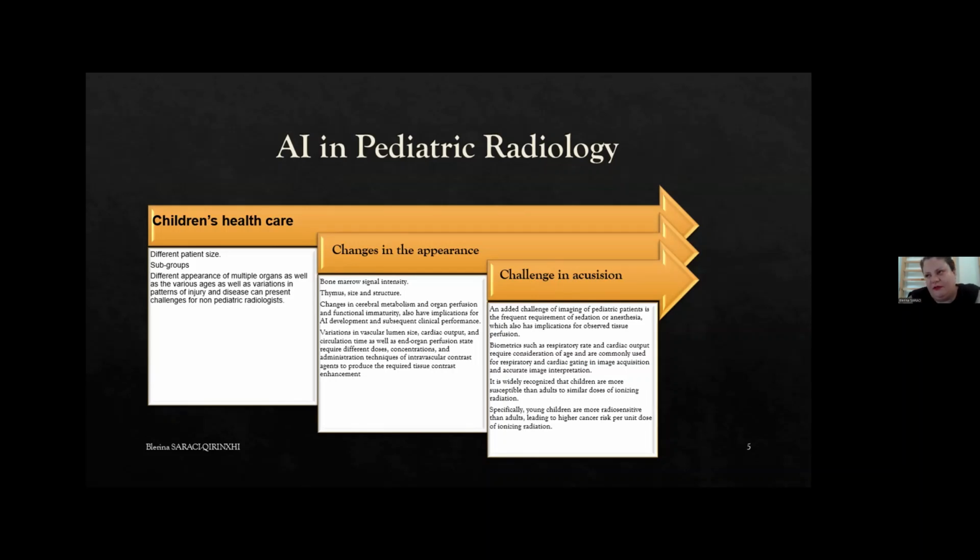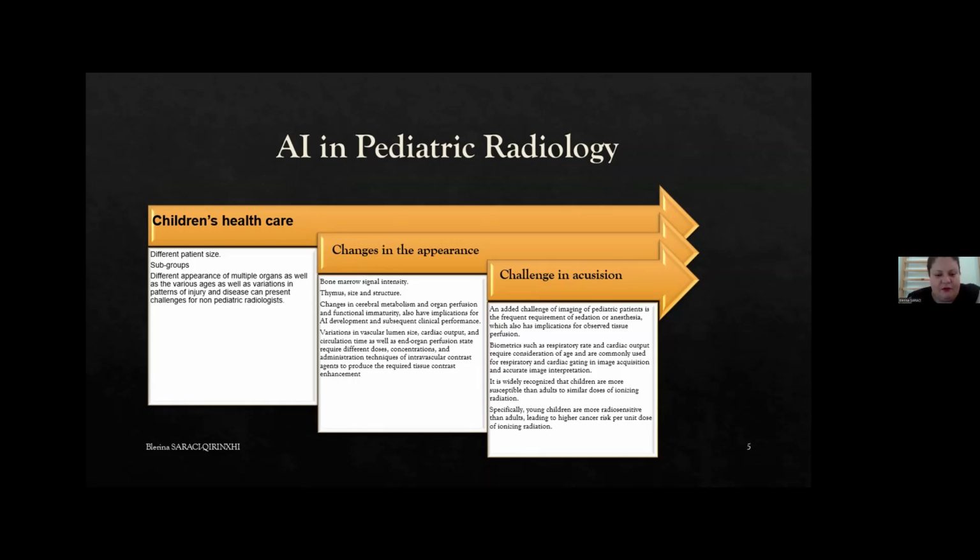Okay, this can be taught to the machine, but it's a little bit difficult to perform with the software that we have now for adults. Changes in the appearance of bone marrow, cell and tissue size and structure, as I say, changes in cerebral metabolism, organ perfusion and functional immaturity also have implications for artificial intelligence development and subsequently clinical performance.